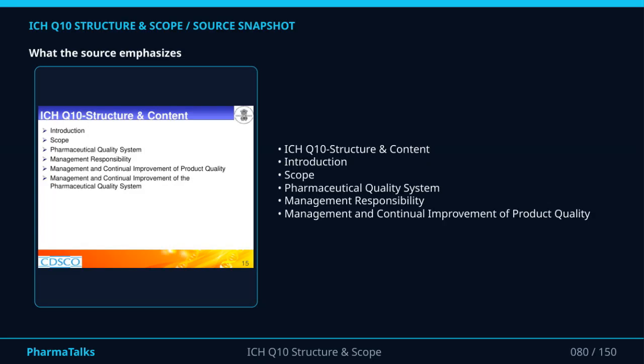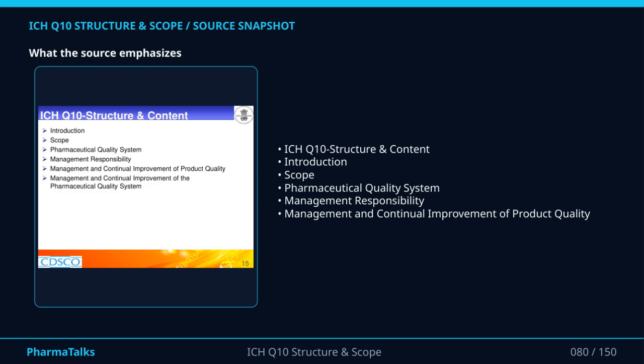On this slide, we're taking a closer look at the structure and scope of ICH-Q10. The source highlights several key components that define the guideline. First, there's the introduction, which sets the stage for the entire framework. Next, the scope outlines the applicability and reach of the guideline within the pharmaceutical industry. Then, there's the pharmaceutical quality system, which is central to ensuring consistent product quality throughout the product lifecycle. Management responsibility is another crucial element.